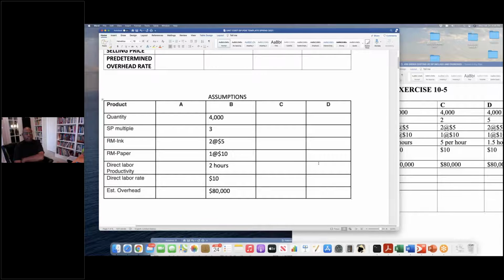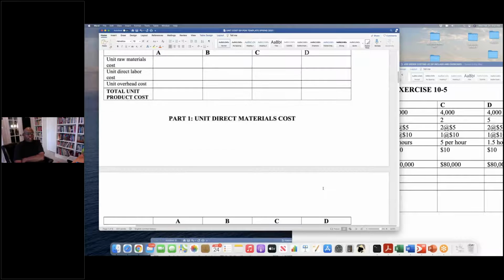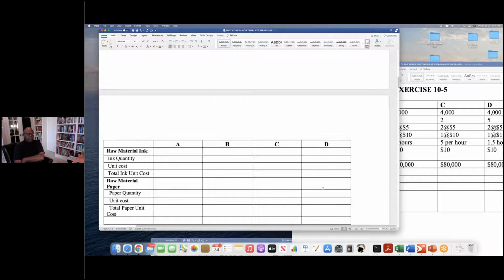These are the assumptions. What's the first thing you're gonna do? Was it the unit cost? Yes, the unit cost. And then first we're supposed to look at the amount for the raw material. So we're gonna do raw materials first. And what's our ink numbers?